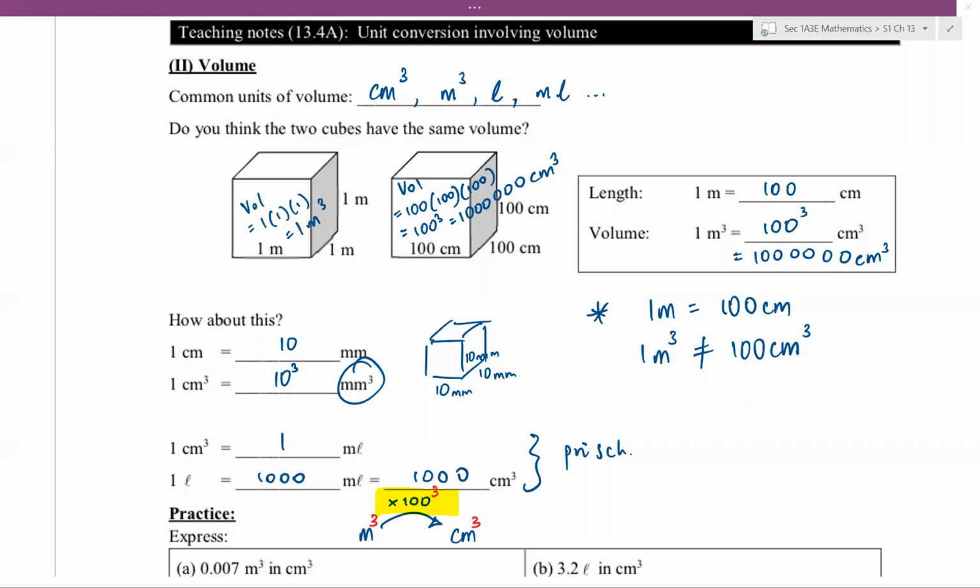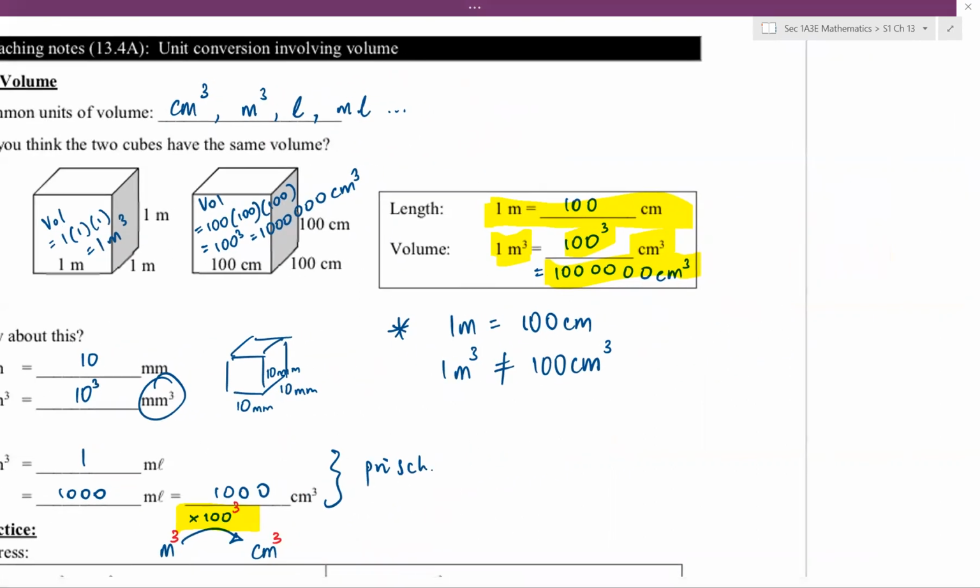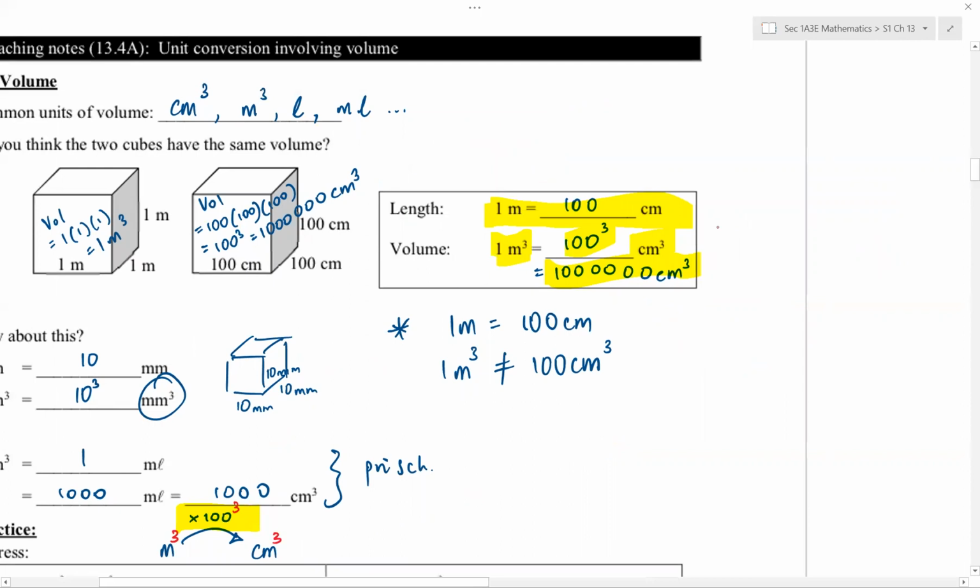The point is that 1 meter is the same as 100 cm, as we all know. Then volume: 1 cubic meter is actually 100 cubic centimeters cubed, so that gives us 1 million cubic centimeters. Compare this with our area. You have space in your notes, just put it down as a reminder.